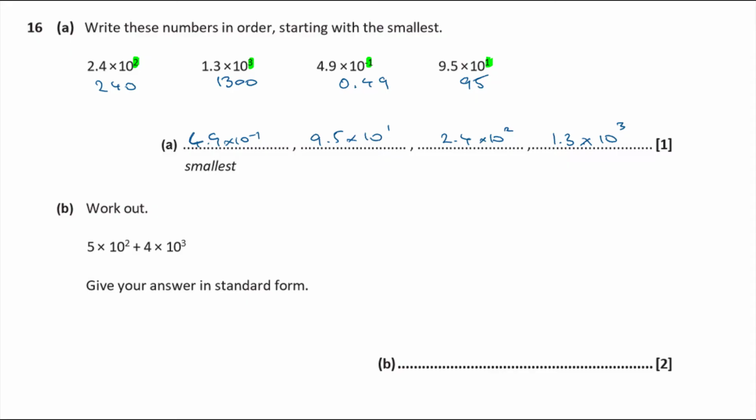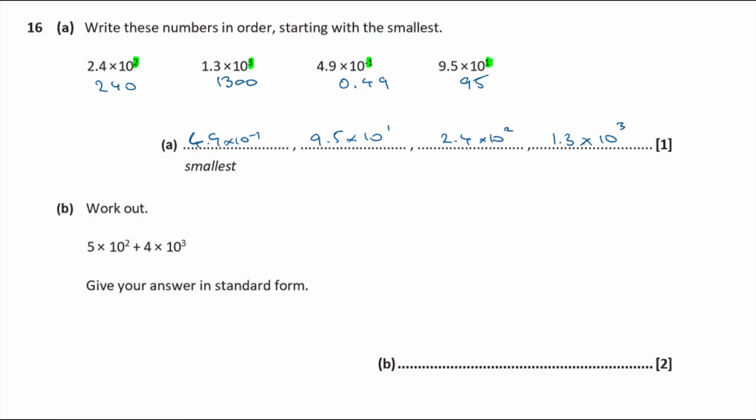The smallest number is going to have the smallest magnitude. So just comparing those digits there is all you really need to answer this question. B, work out 5 times 10 to the 2 plus 4 times 10 to the 3. Give your answer in standard form. Well, I think I might just convert these both back into normal numbers, add them together and convert them back into standard form. I think that's probably the easiest, quickest way to do it.